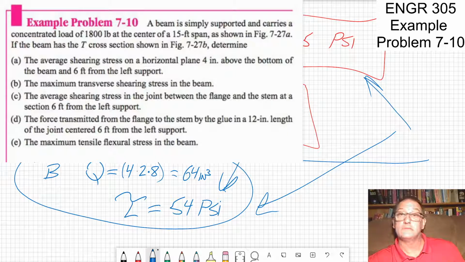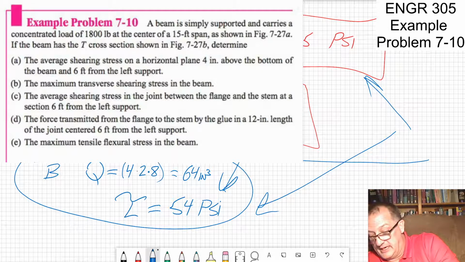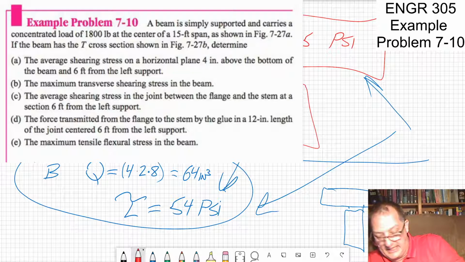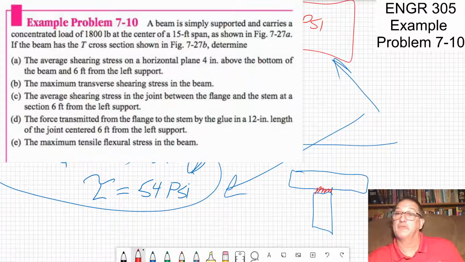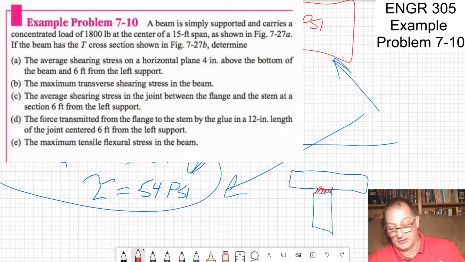Next part. The average shearing stress in the joint between the flange and the stem at the 6 foot. Okay, so what they're asking is, if I go back to that picture, I've got this and I've got this, and this is being held together in here with a layer of glue or something. That's being held together with a line of glue. And so we want to evaluate what the shear stress is in that.